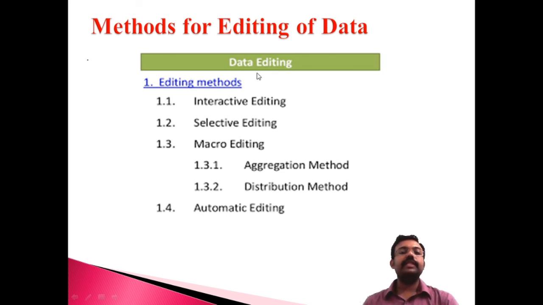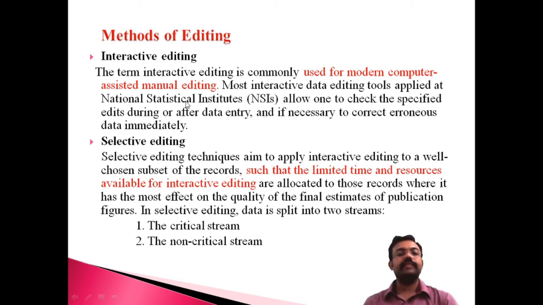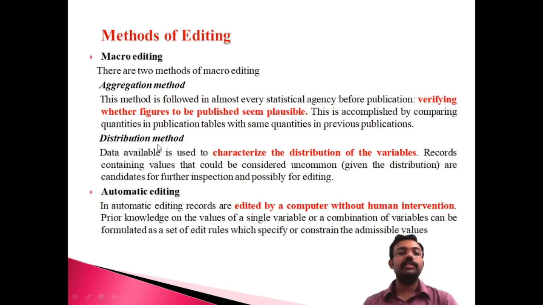And the different methods of editing are interactive editing, selective editing, macro editing, and automatic editing. And from the macro editing point of view, there's the aggregation method and the distribution method. What is interactive editing? Interactive editing means computer-assisted manual editing. That means using computer devices for the purpose of the editing. And selective editing is a part of interactive editing. That means suppose your time is constrained, selective editing can be used instead of interactive editing. The third one is macro editing, with the aggregation method and the distribution method. The aggregation method is verifying the figures you published, and the distribution method looks at the distribution of the various variables. And automatic editing means edited by computers. So these are the different types of editing.